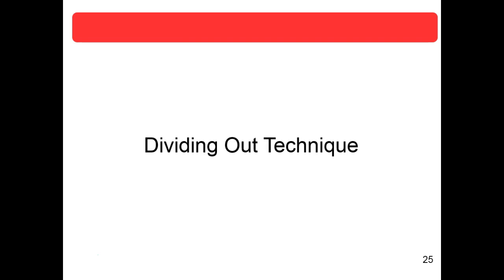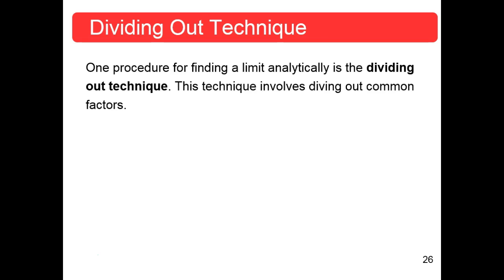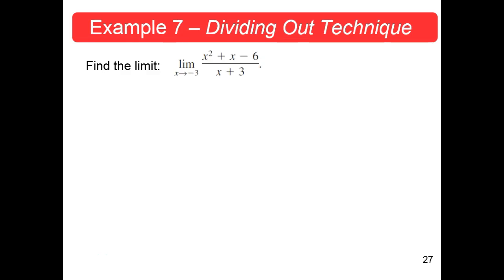And now they're going to talk about dividing out techniques. That's what we just did. One procedure for finding a limit analytically is the dividing out technique, which we just used. It involves dividing out common factors. So in other words, you factor first and then divide. Now this example 7 coming up is another one that is at larsoncalculus.com, an interactive version of this type of example.